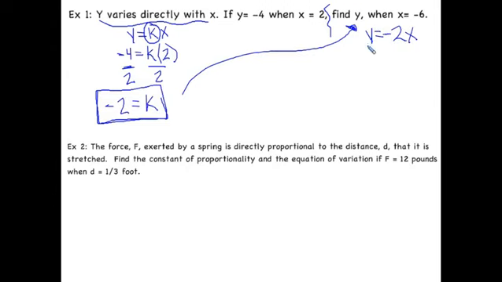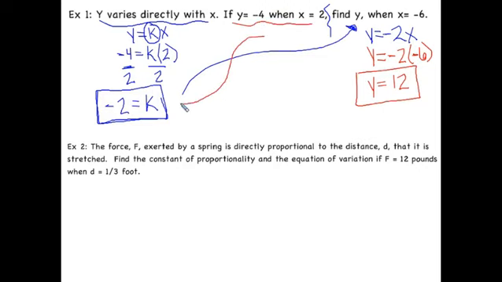So now that we have an equation that we're more used to dealing with, let's find y when x is -6. Simply plugging in -6 for x gives us a y value of 12. So we got to use some piece of information to first find k, that constant, but then once we have that, we can simply plug it back into our general form to help us find any other piece of information that we might need.